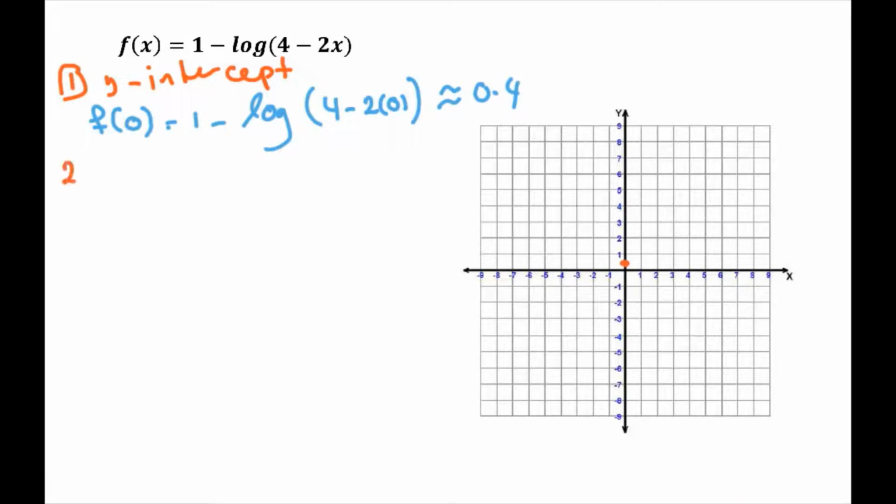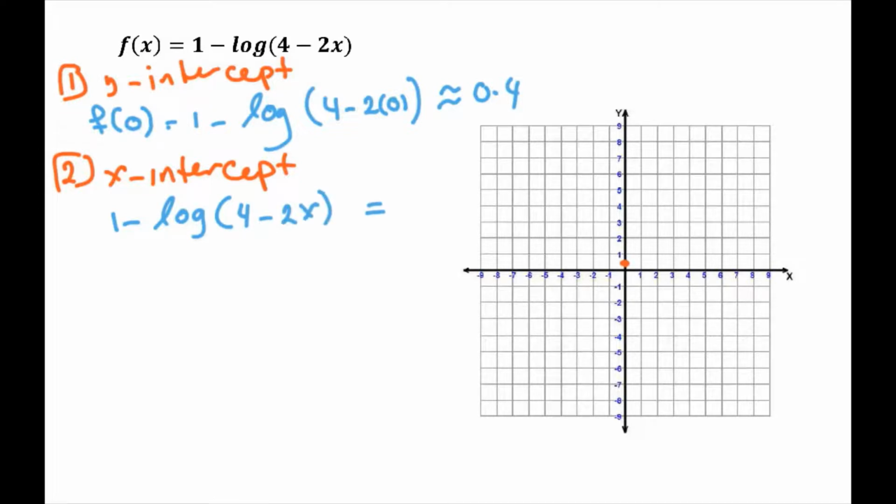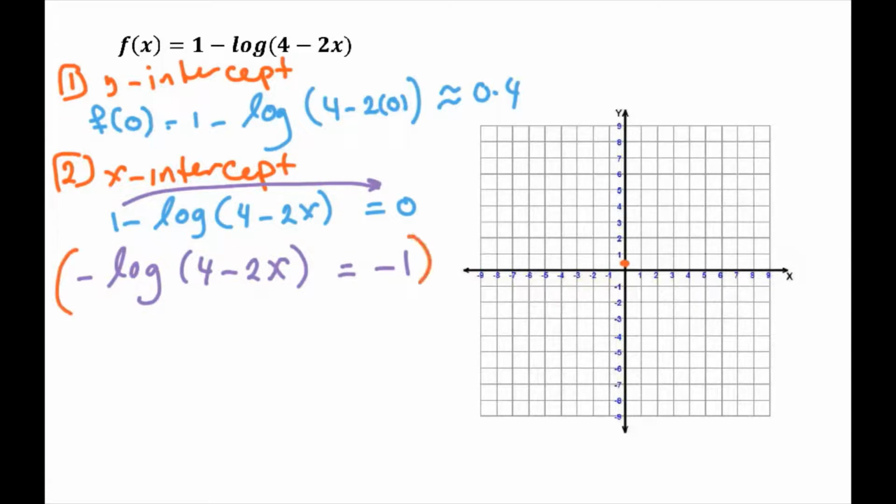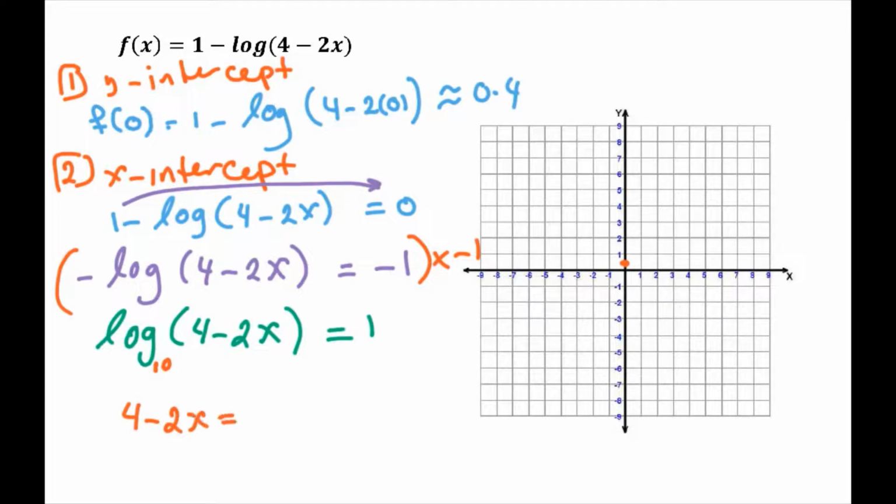Then you will take an X-intercept. That's by making the equation equal to 0. Now move the 1 to the other side. So negative log of 4 minus 2x equals negative 1. Now you can multiply everything by negative 1 to get rid of the negative from both sides. So log of 4 minus 2x equals 1. And now you write it as an exponential. So the base here is 10. So 4 minus 2x equals 10 to the power of 1. Negative 2x equals 10 minus 4. Negative 2x equals 6, and x equals negative 3. So that's going to be my X-intercept.